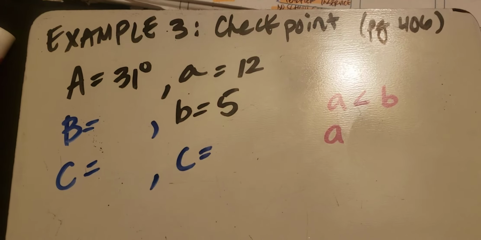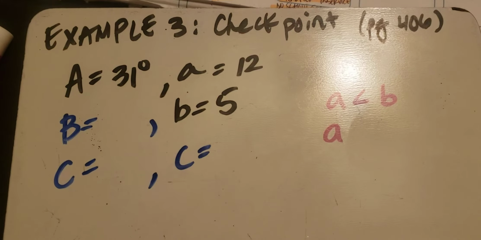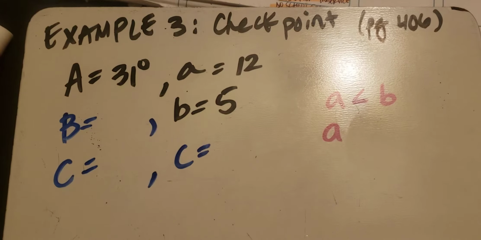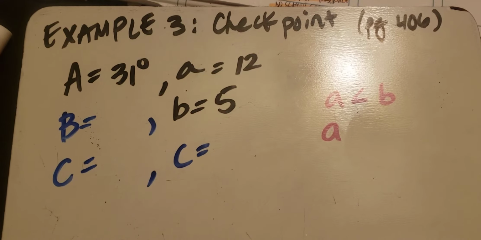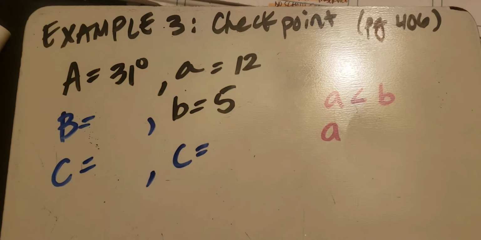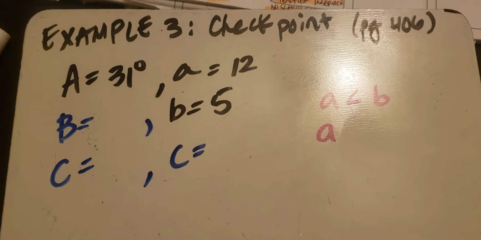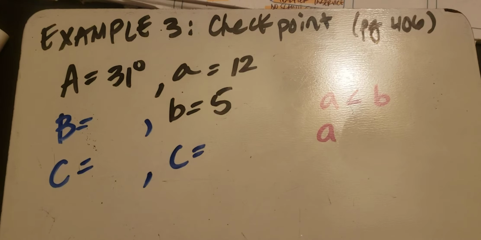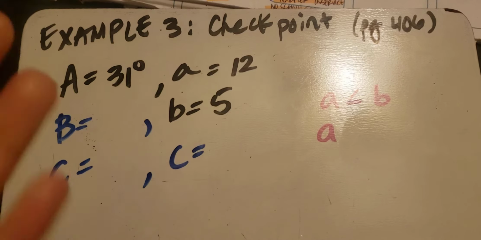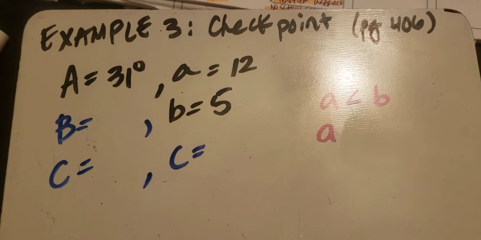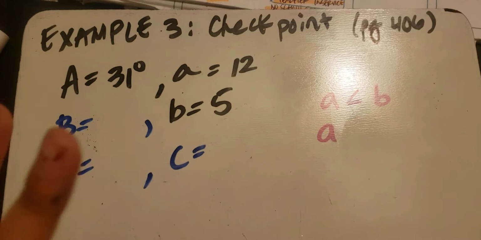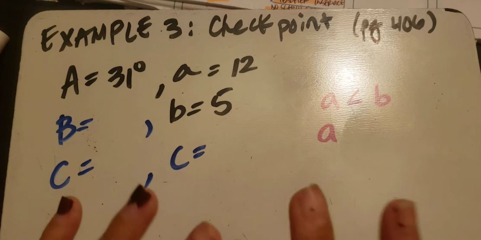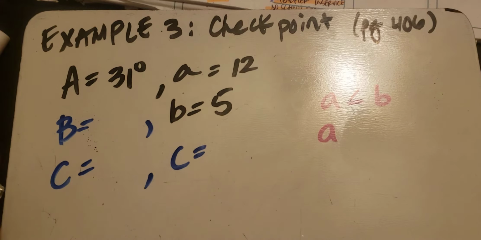Okay, boys and girls, now we're moving on to example 3, checkpoint, and you can find that on page 406. And this is something that we call the ambiguous case. The reason it's the ambiguous case is that here they're going to give us two sides and an angle, SSA. Now, none of these are right triangles, so we're working with either acute or obtuse.